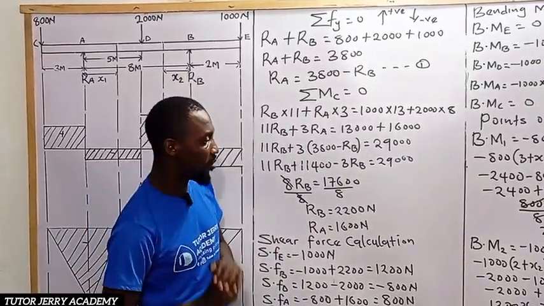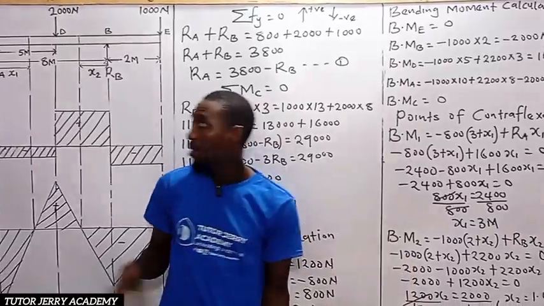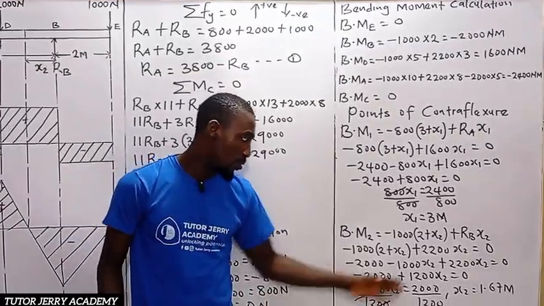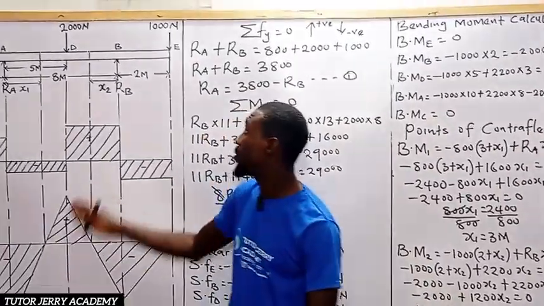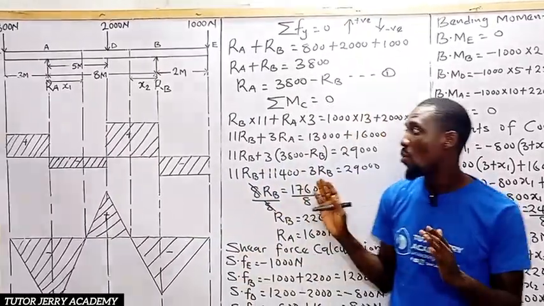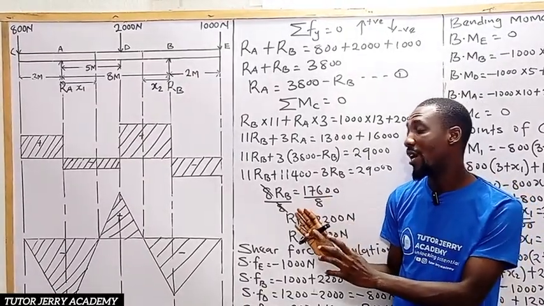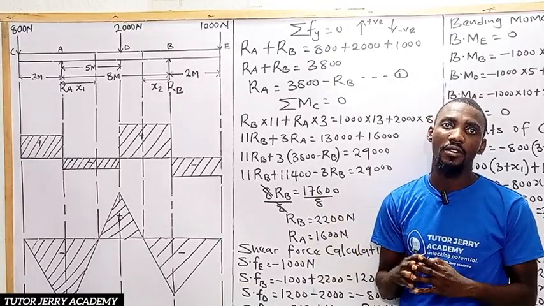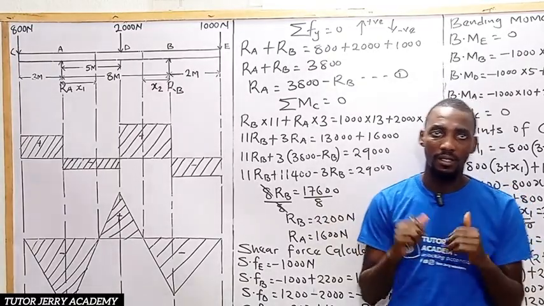So the first point of contraflexure is 3 meters from point A, and the second point of contraflexure is 1.67 meters from point B. So this is how to solve a question where we have two points of contraflexure. I believe you understand this.